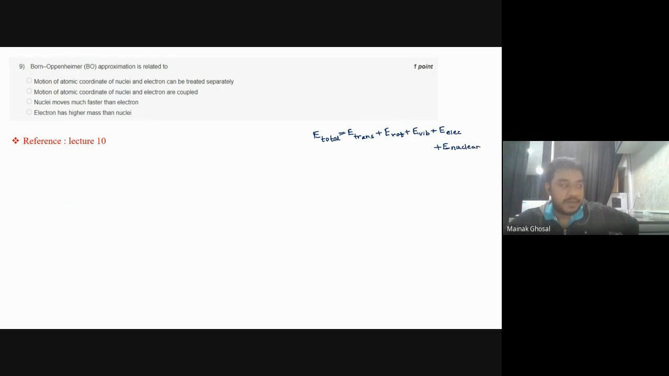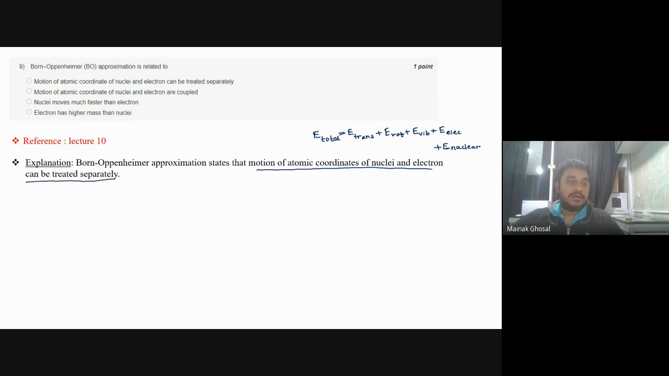Okay, so you can treat this total energy as composed of translational energy, rotational energy, vibrational energy, electronic energy, and nuclear energy. These energies are of different magnitudes, and all of them together give you the total energy. Now, in this case, you can calculate this energy and the wave function by stating that the motion of the nuclei and electrons can be treated separately. This is called the Born-Oppenheimer approximation. It states that the motion of the nuclei and electrons can be treated separately.